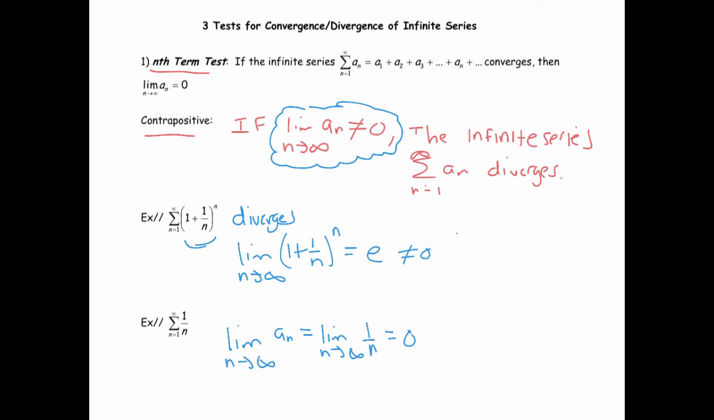So I'm not going to answer this question now. I'm just going to write: may converge, but it may not. More analysis needed, just for now. And we'll revisit this later to see what actually happens.